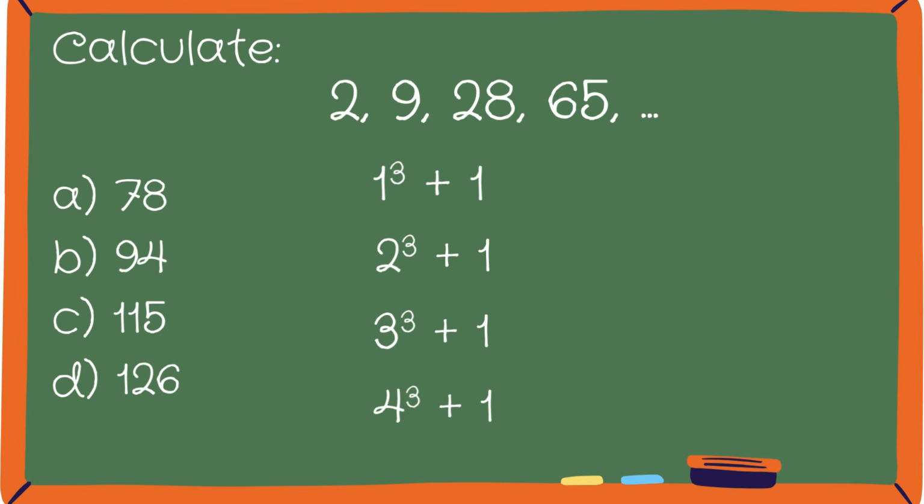So following this formation rule, 1, 2, 3, 4, the next term must be 5 cubed plus 1. And 5 cubed is 5 times 5 times 5, which is 125, and 125 plus 1 equals 126, which is exactly the missing number. So you're going to mark the letter D, 126, exercise solved.